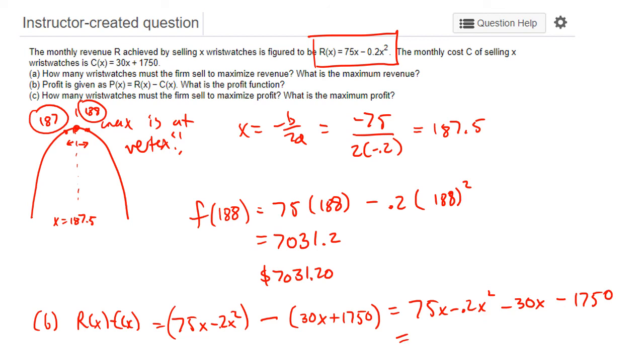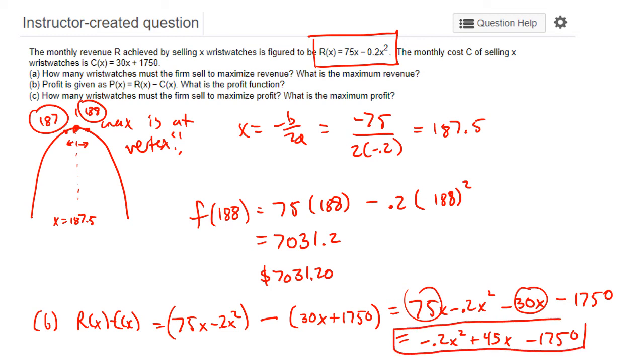Putting this into the standard order would give me negative 0.2x squared. Then I have 75x minus 30x for a net result of positive 45x. And I wrote 44. Let me fix that. 45x. And then I have minus 1750. So here is our profit function.